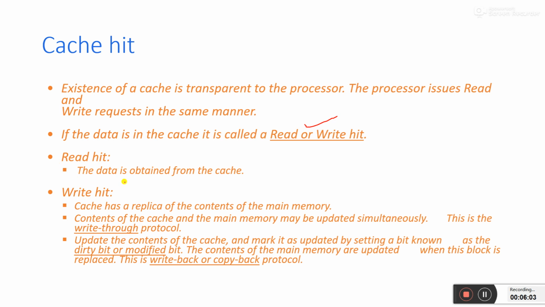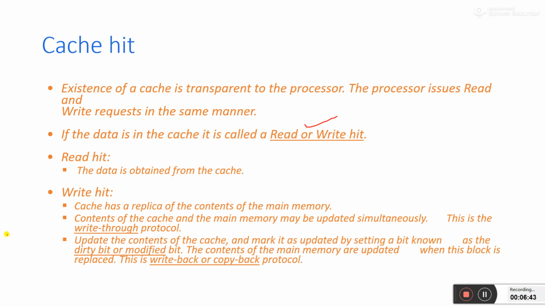So what is a read hit? The data is obtained from the cache. What is a write hit? The cache has a replica of the content of the main memory. The content of the cache and the main memory may be updated simultaneously. This is the write-through protocol. Or, update the content of the cache and mark it as updated by setting a bit known as the dirty bit or modified bit. The content of the main memory is updated when this block is replaced. This is the write-back or copy-back protocol.